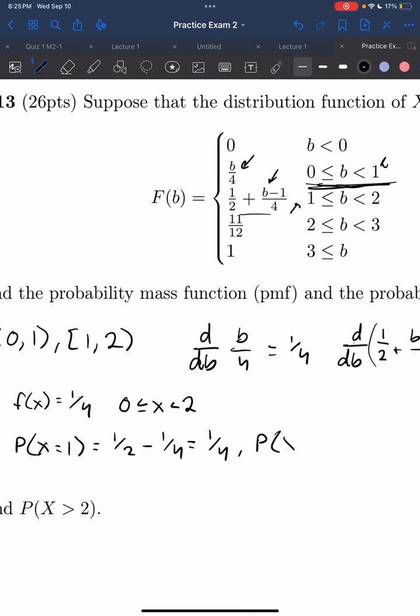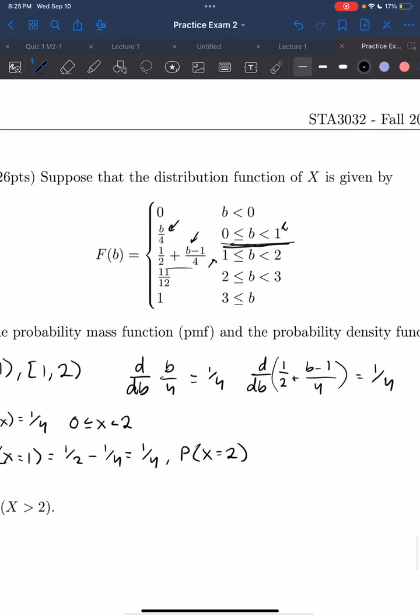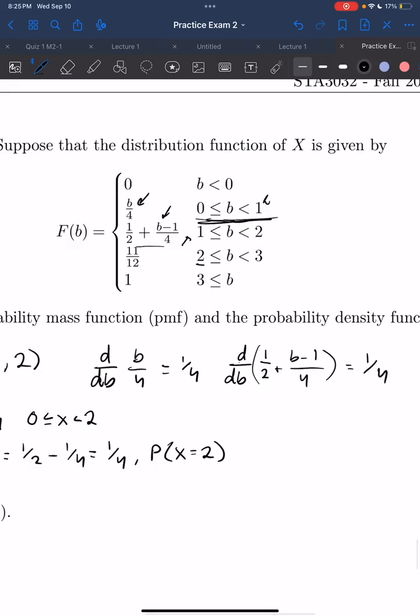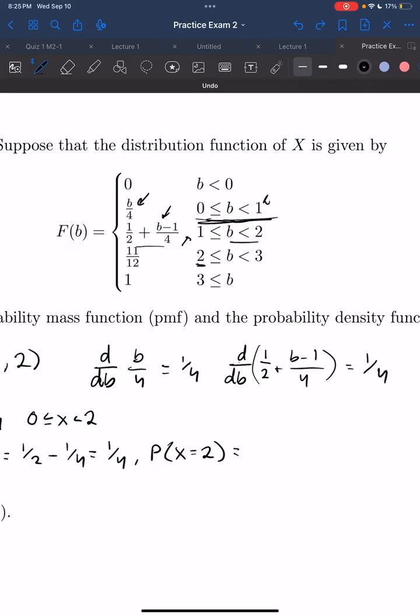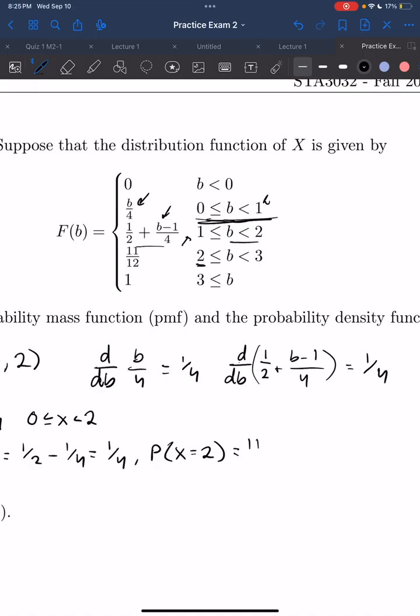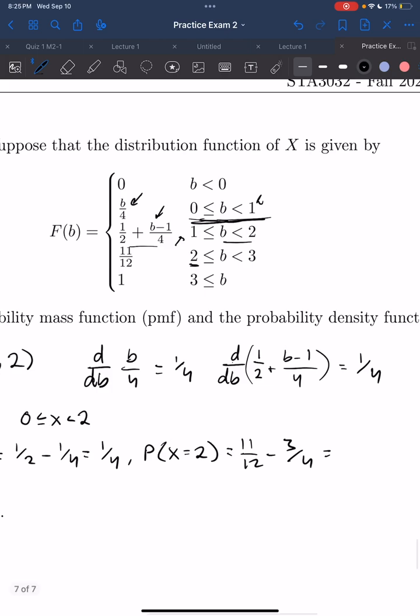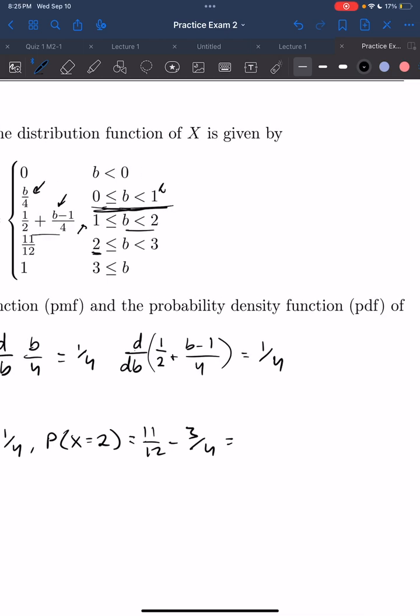So we have P of X equals 2, and we have our values here. So this is before 2 and during 2. So that would be 2 minus 1 is 1 over 4. So that'd be 3 over 4. Oh no, sorry, we need to do this one first. So this is 11 over 12 minus 3 over 4. And then if we do that subtraction, that would be 2 over 12, which is also equal to 1 over 6.